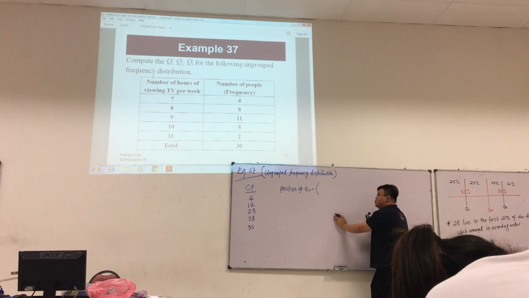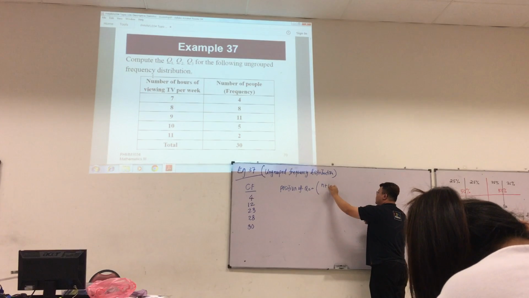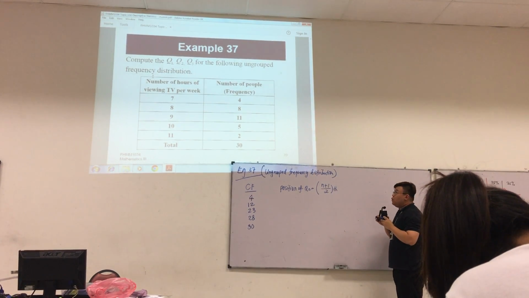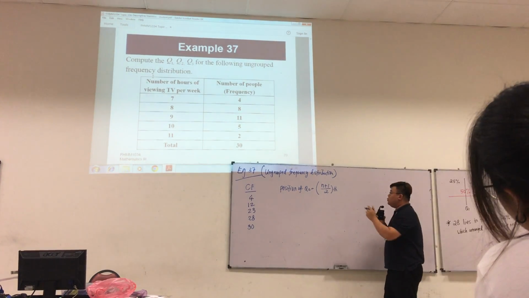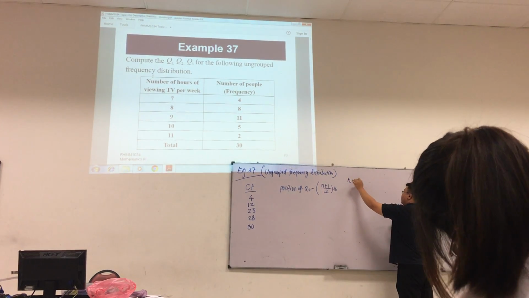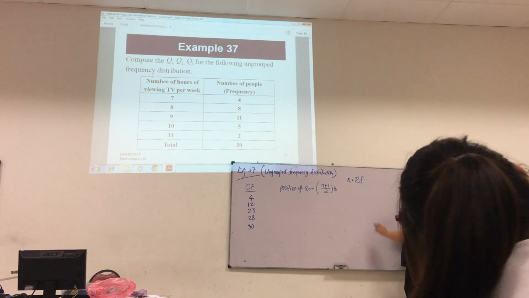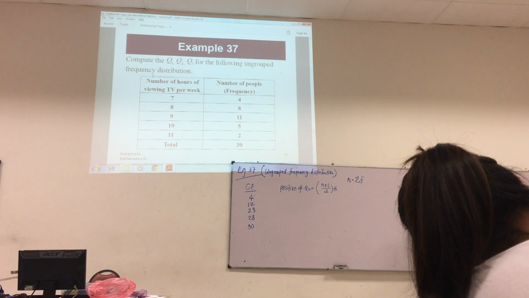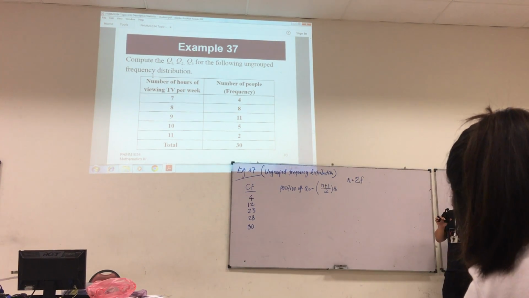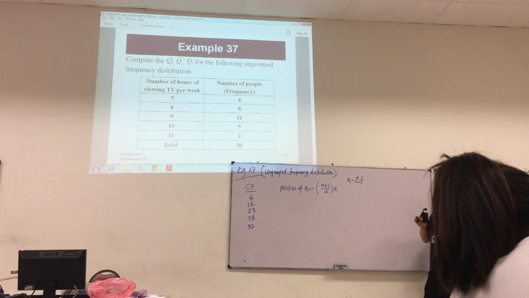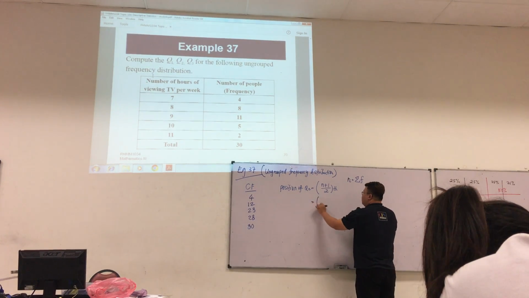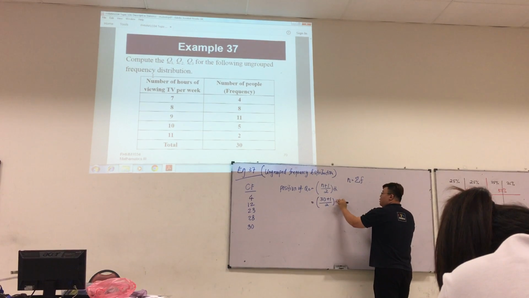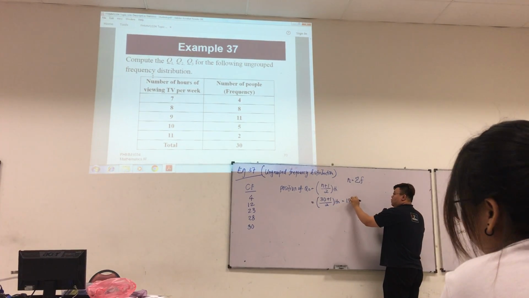When you calculate the position of Q2, it must still be using n plus 1 divided by 2 because it's ungrouped data. So your n plus 1 divided by 2, n must be referring to the total frequency that you have because it's an ungrouped frequency distribution. Your total frequency will be representing the total number of data that I have. So my position of Q2 will be 30 plus 1 divided by 2, and you will get 15.5.